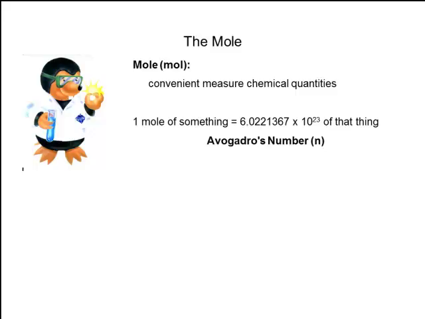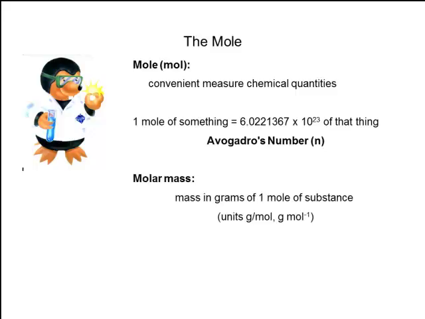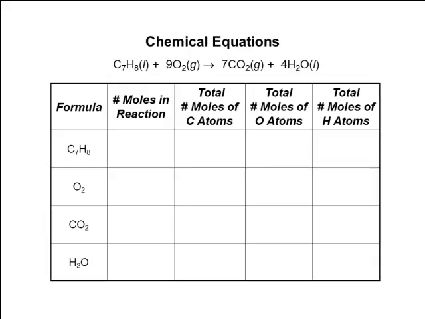That's important. The other thing we need to remember is molar mass. Remember, that's the mass in grams of 1 mole of a substance. So if we look at this chemical equation again, now I can relate those coefficients to moles of the compounds instead of just atoms and molecules. So if I look at the C7H8, how many moles do I have in this reaction? If I look at all of those coefficients, they tell me how many moles of each of these compounds I have in that reaction.